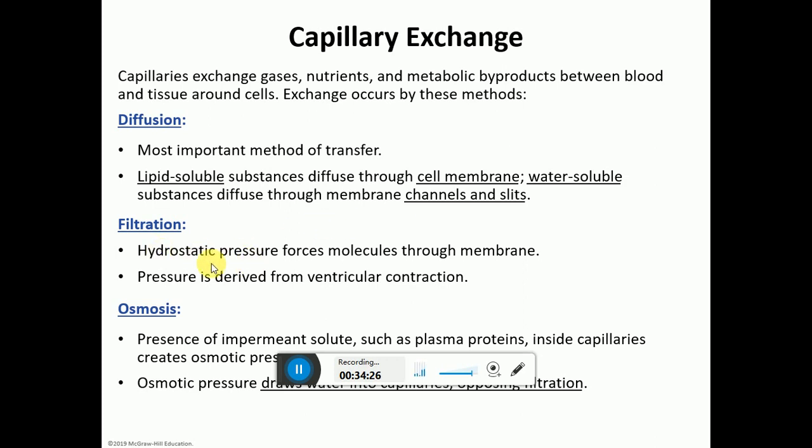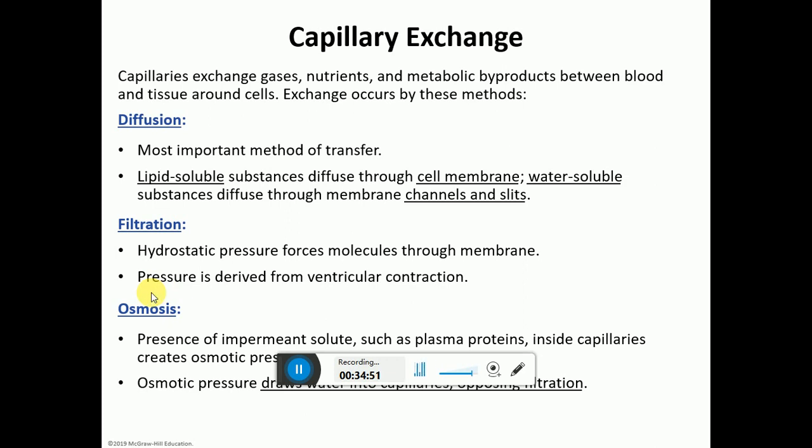Because of the push of blood, and blood has lots of water, that pressure is known as hydrostatic pressure. And that hydrostatic pressure can lead to filtration of things through that membrane. That hydrostatic pressure is really because of the ventricular contraction. So the stronger the ventricular contraction, the higher the hydrostatic pressure.